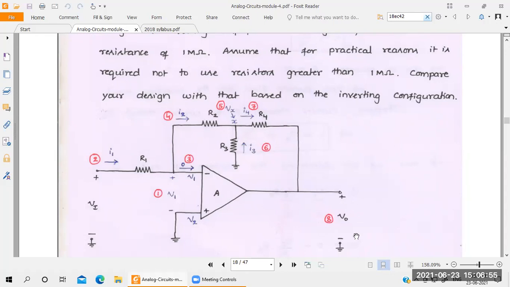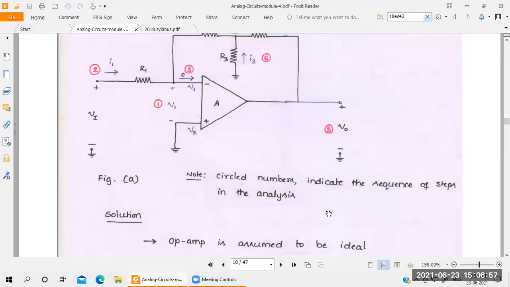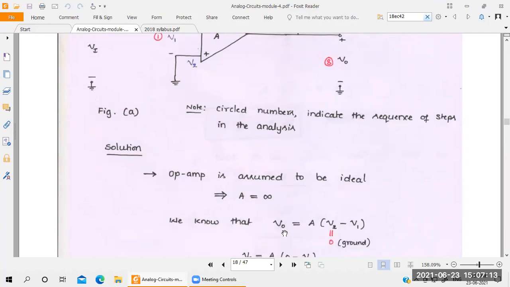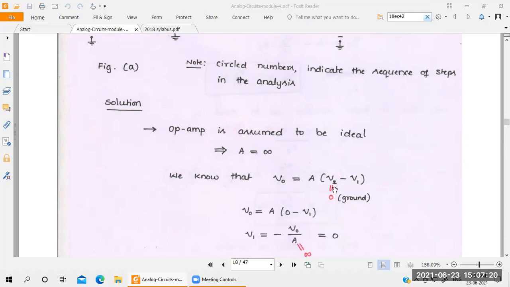Then V0 is the output of the op amp. First you take the op amp as ideal. Ideal op amp means the open loop gain is infinite, that is, without feedback resistance, the gain is infinite. After that, you take the V naught equation. We know the V naught equation, right? That is A into V2 minus V1. What is V2 here? That is ground, because it is the non-inverting terminal.